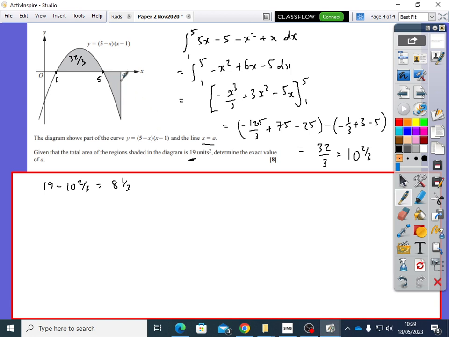So now we need to find what a is. Because this area is below, that will become a negative. Or another way of saying it is if I just keep that but flip those signs. So there's my integral, but instead of 5 I'm going to put a there. We'll change that for a. We want the limits between 5 and a.